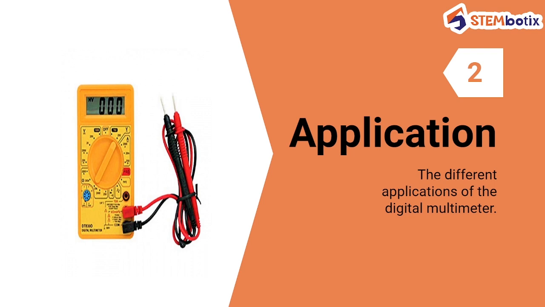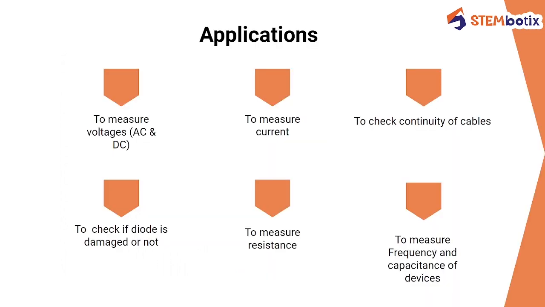So now moving forward with our second part, which is applications, the different applications of the digital multimeter. Where you can use digital multimeters: to measure voltages, both AC and DC, to measure current, mainly the DC current, to check continuity of cables, whether your cables are damaged or have any breakages in them, or are in good and proper working condition.